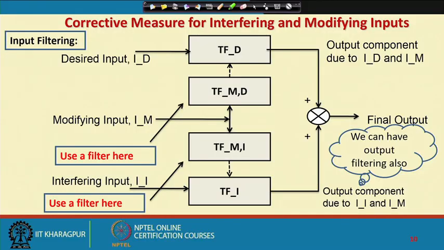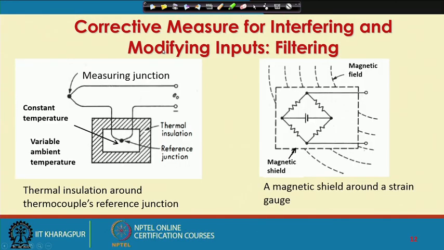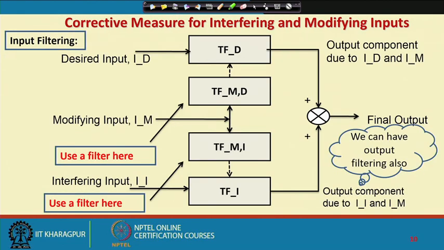So, let us now look at this schematic. This is again the same block diagram of the instrument's working in terms of transfer functions. You have the desired input, you have the interfering input, and you have the modifying input, with a modifying transfer function for the modifying input, for the desired and interfering input.